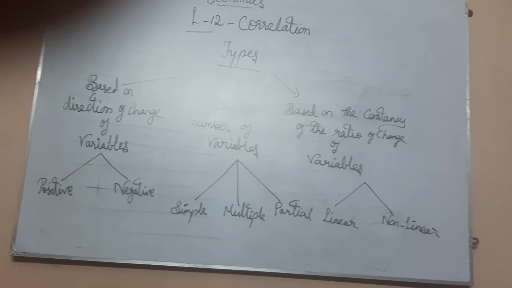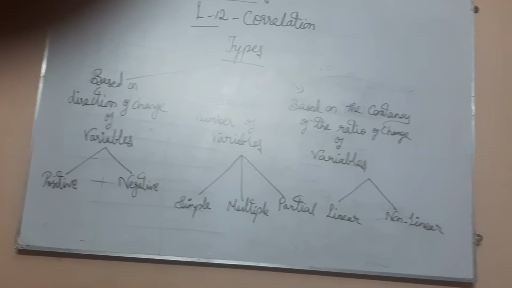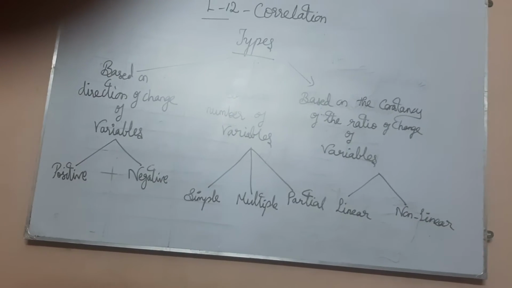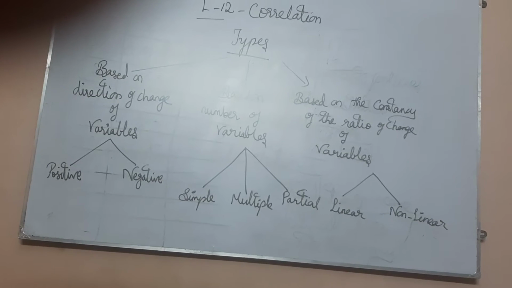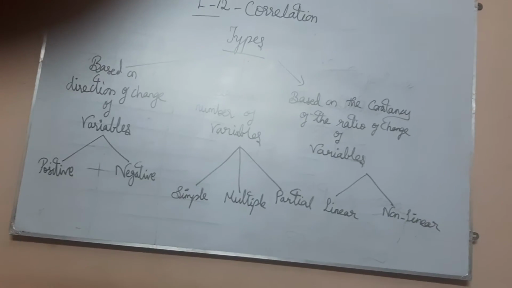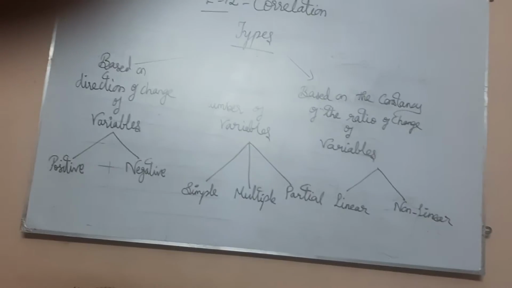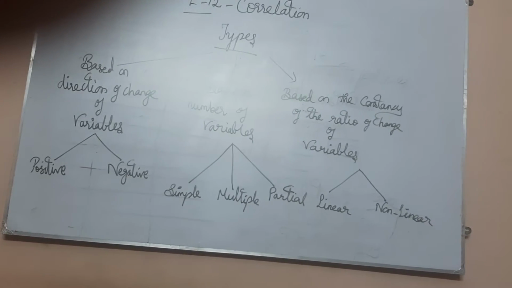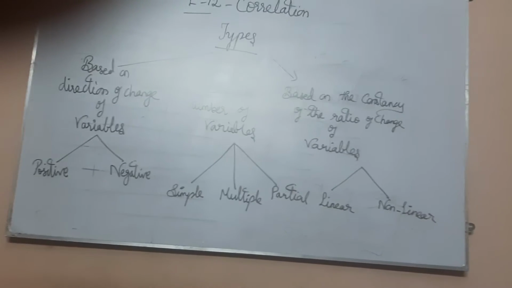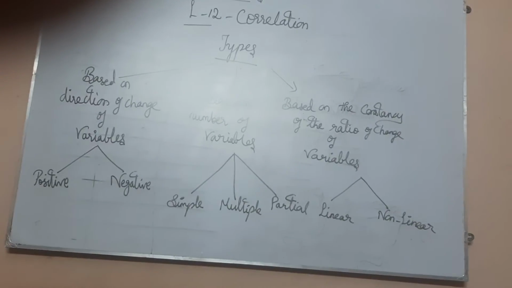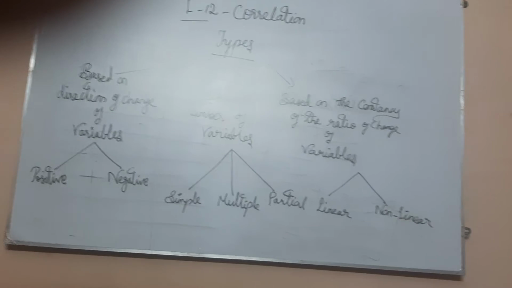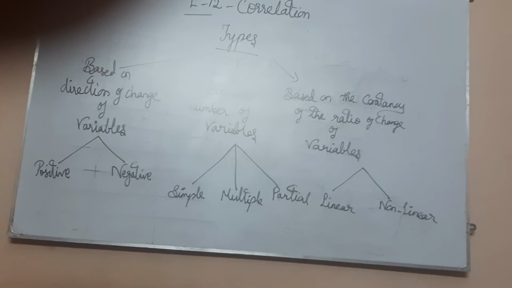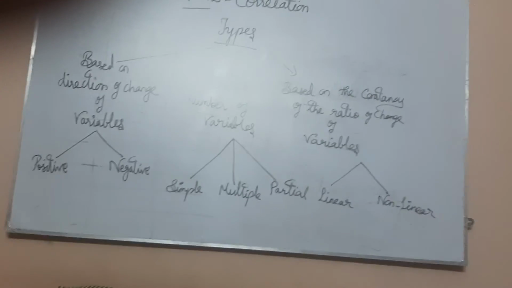Non-linear. The correlation would be non-linear if the amount of change in one variable does not bear a constant ratio to the amount of change in the other variable. In the linear case, if the first one changes, the other variable changes in proportion. But in the non-linear case, if the first one changes, it does not bear a constant ratio to the change in the other variables. Here, y equals a plus bx squared.